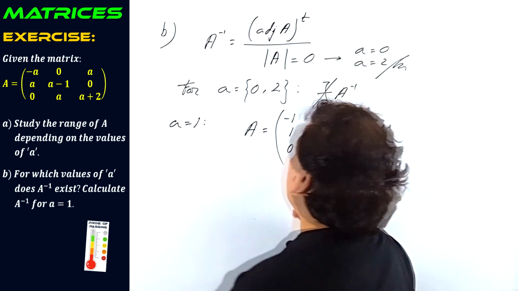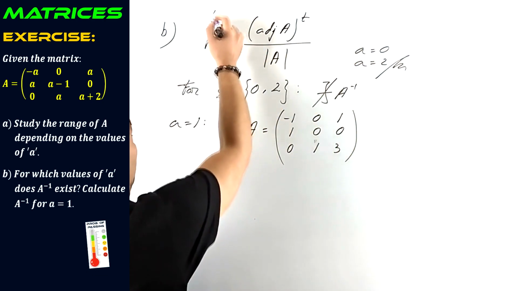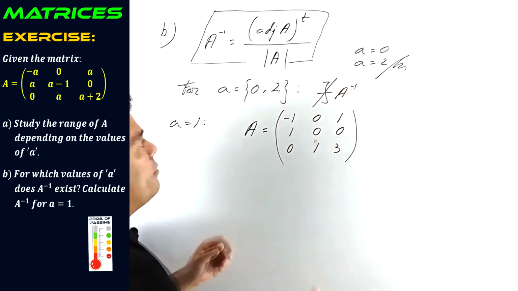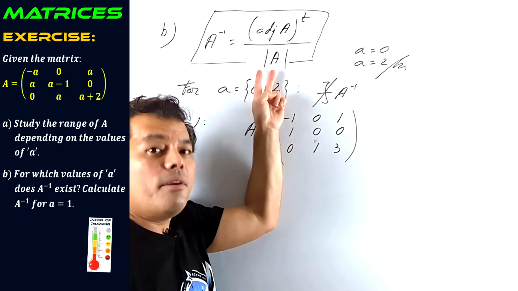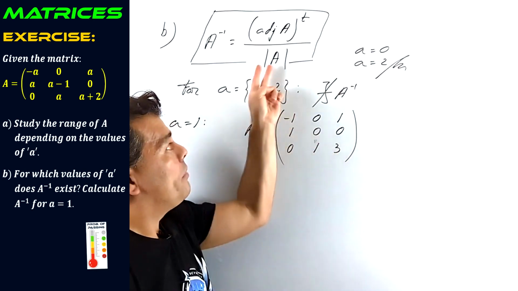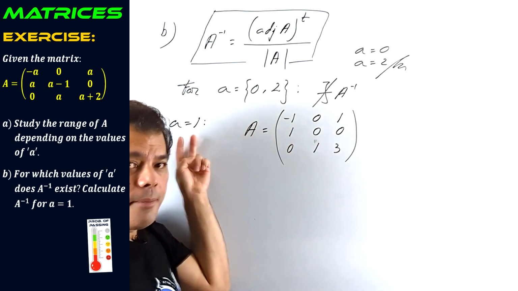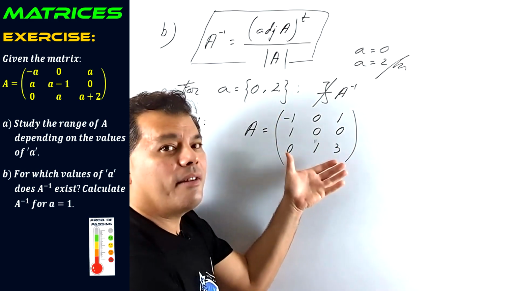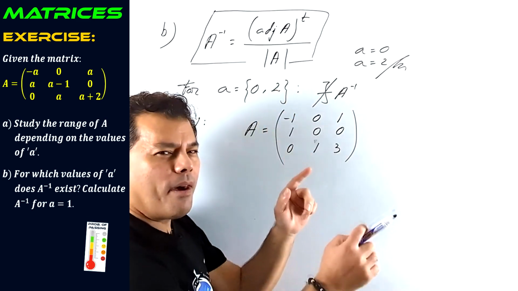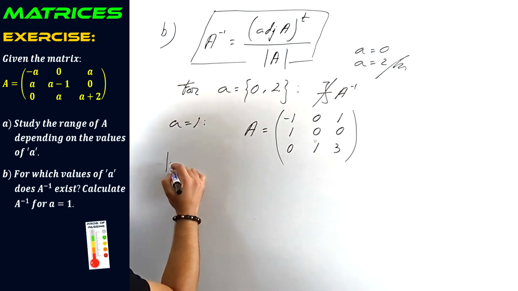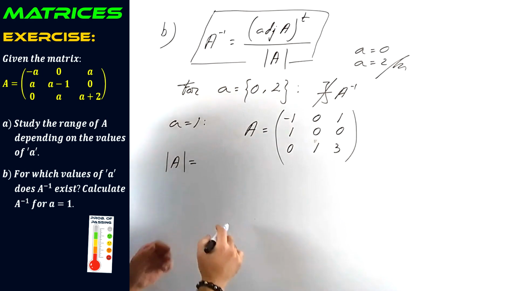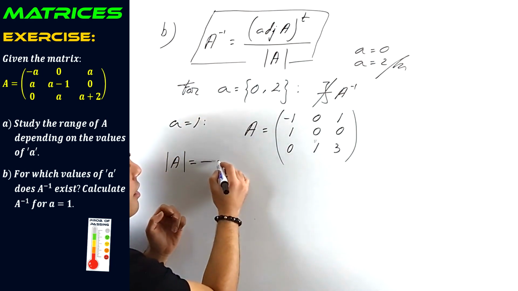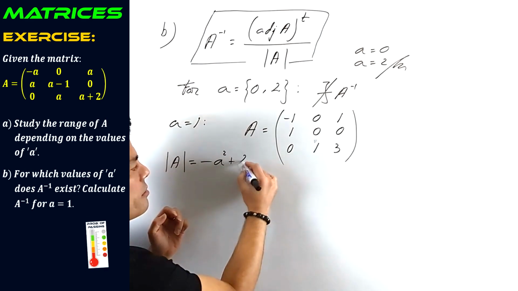Well, we are going to use this formula. Don't forget it, try to grab it in your mind. And the first thing we're going to do is to calculate the determinant of our matrix when the parameter equals 1. Of course, you can put here vertical bars in order to calculate the determinant. But can you remember that in the previous section, the determinant of A was -a squared plus 2a?